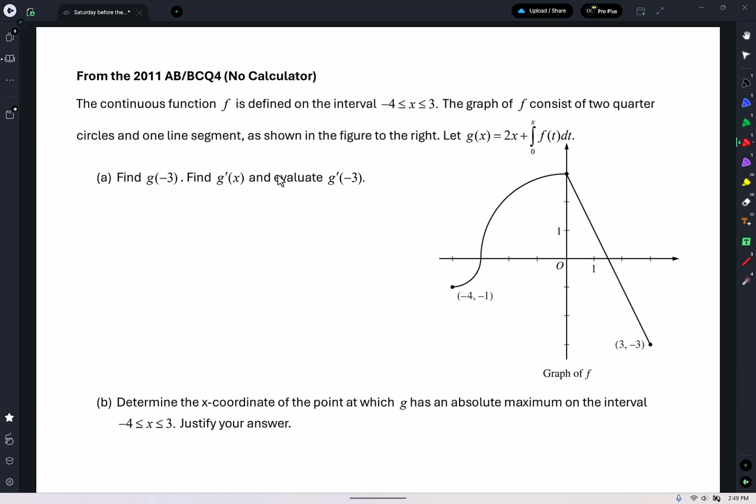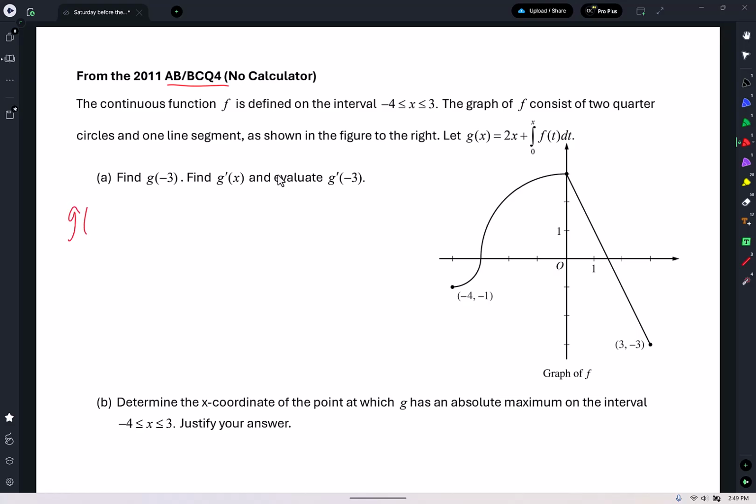So here we go. This is from the AB/BC question 4. This is a common question from both exams. The continuous function f is defined on the interval -4 to 3. The graph of f consists of 2 quarter circles and 1 line segment. Here's one of the quarter circles. It has a radius of 1. And here's the other larger quarter circle that has a radius of 3. As shown in the figure, let g of x equal this expression, with a 2x there, plus the integral from 0 to x of f of t dt. Find g of -3, find g prime of x, and evaluate g prime of -3.